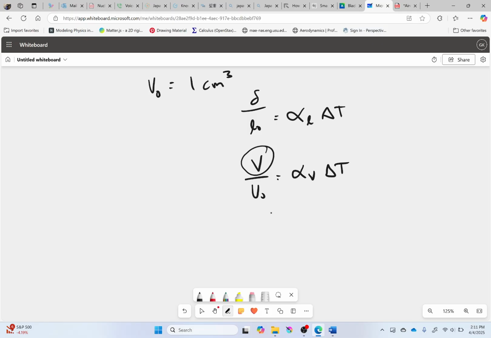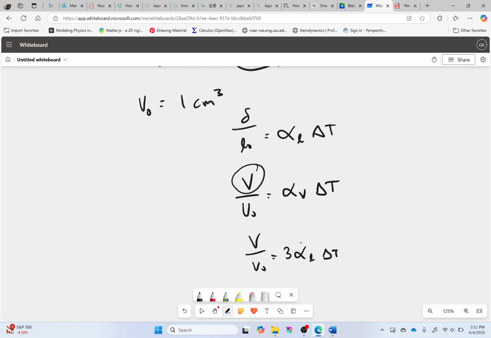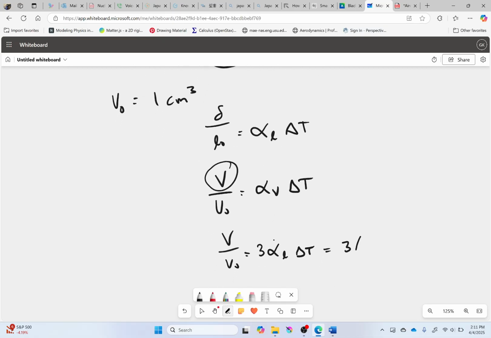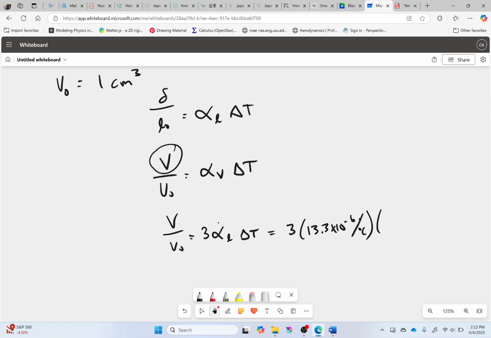Let's see here. So delta V over V naught is going to be equal to my volume coefficient of thermal expansion, which I don't actually know, so it'll be 3 times the linear coefficient of thermal expansion times the change in temperature, which will be equal to 3 times 13.3 times 10 to negative 6 per degree Celsius, then finally times my change in temperature. As a note, your textbook is saying that 20 degrees is room temperature. I'm going to go with that because that's a nicer number than 23. There we go.